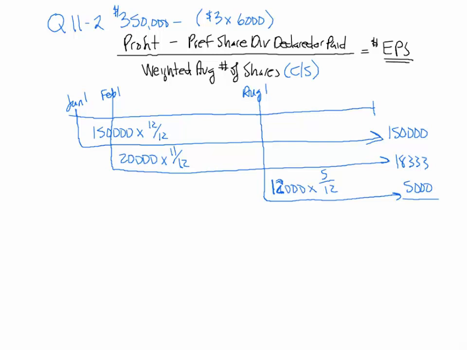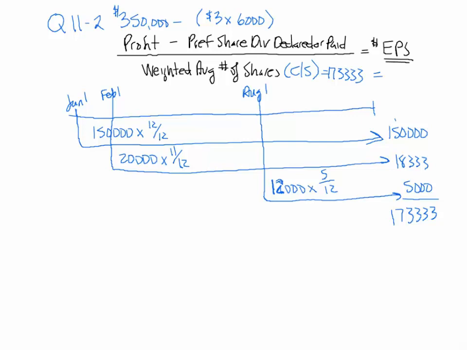No other common share transactions during the year. What is the weighted average number of shares? The total of all of this, which would equal 173,333. Is that correct? All right. So now I can put that number on the bottom here, right? This is equal to 173,333. Can someone tell me what is the earnings per share for this company?